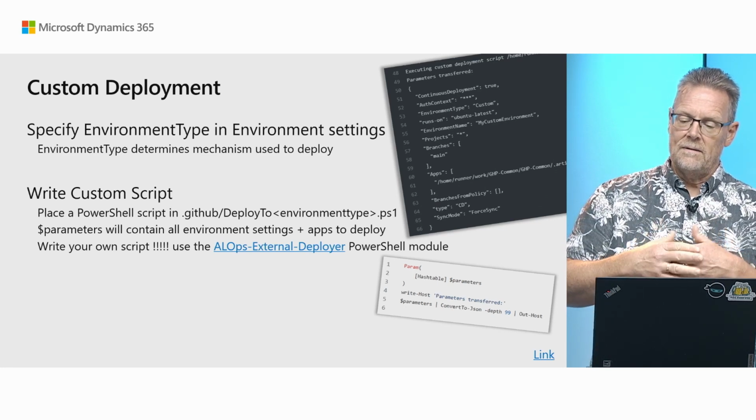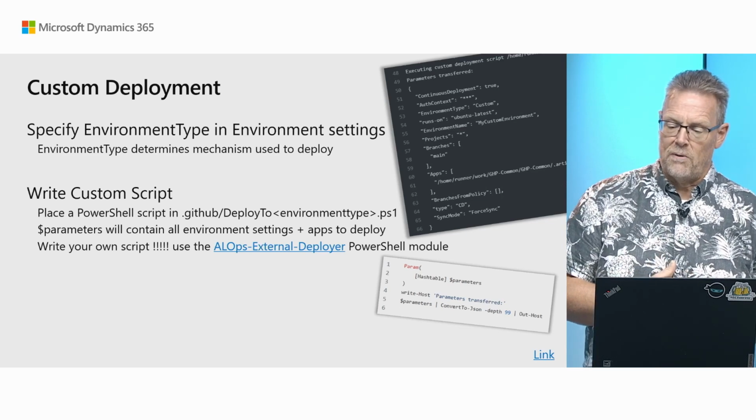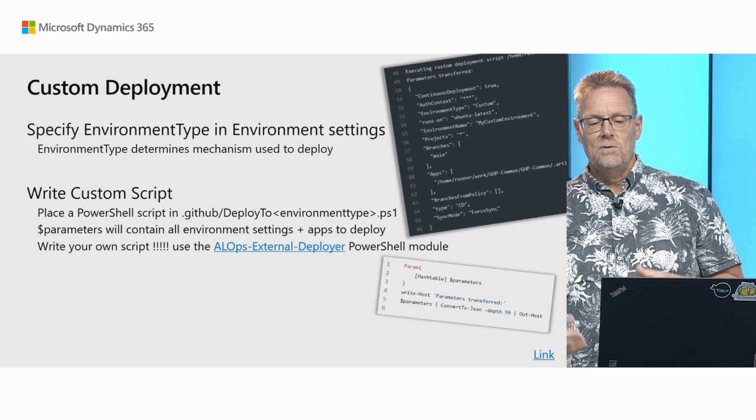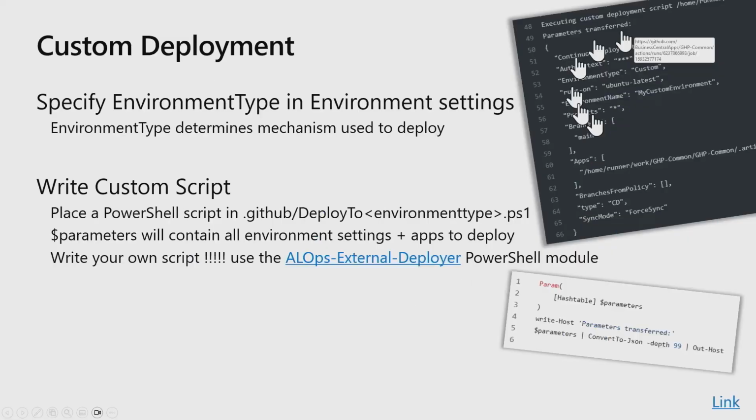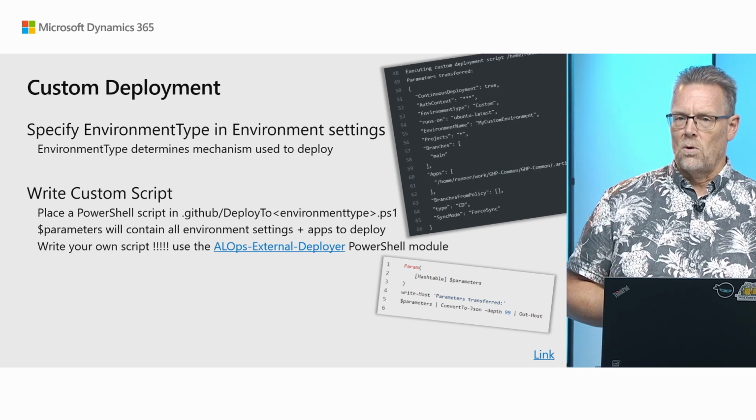And we will then create a structure of parameters that we'll transfer to you, and we can actually see the parameters on the right-hand side here with continuous deployment, auth context, environment type, runs on, and all of these things. So you'll get a structure and also the apps that you need to actually install.